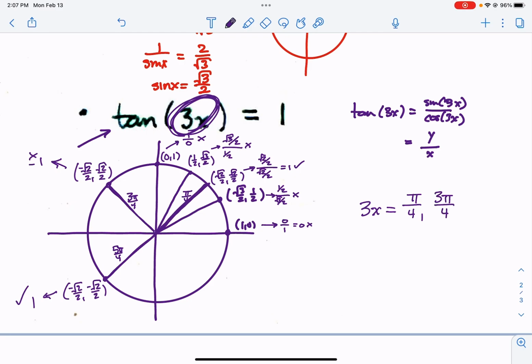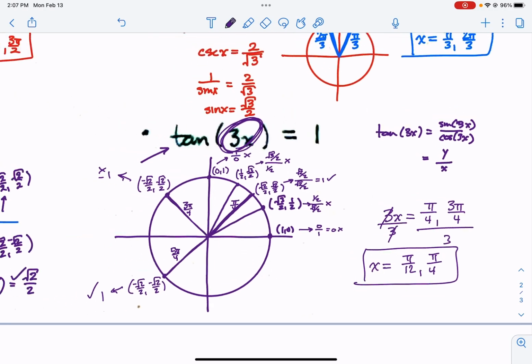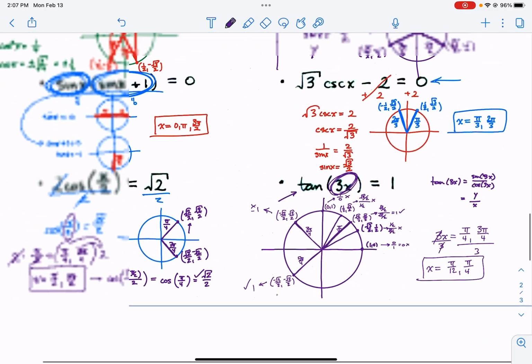And now to get rid of the 3, you have to divide both sides by the 3. Well, what do you get? You get that x equals pi over 12, comma, and 5 pi over 4 divided by 3 is just going to turn into 5 pi over 12. Right? And so these are the solutions to the equation. That one took a lot of thinking.